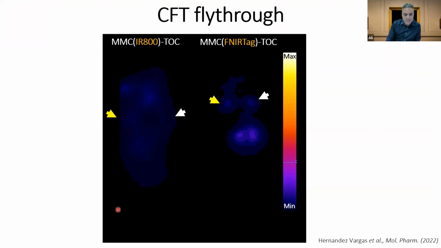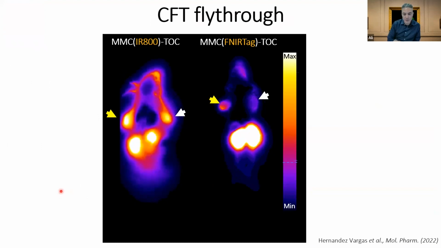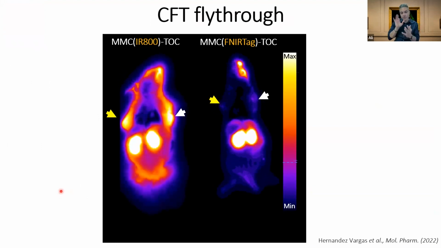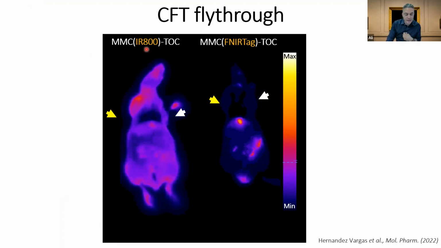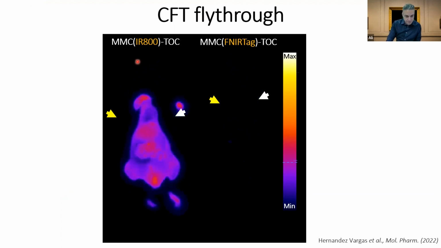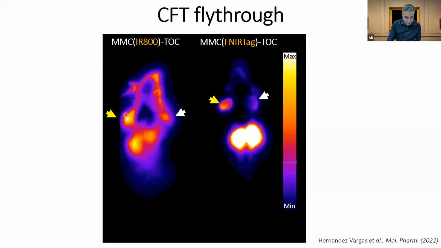And the way this all comes together, this is a CFT fly-through. This is one of the readouts that we have that we could show you. So this is going from the very top of the animal all the way through to the bottom. And on the left here, you have the IR800 first generation agent. And what you see with this is the yellow arrow designates the tumor that has SSTR2, where we see signal.